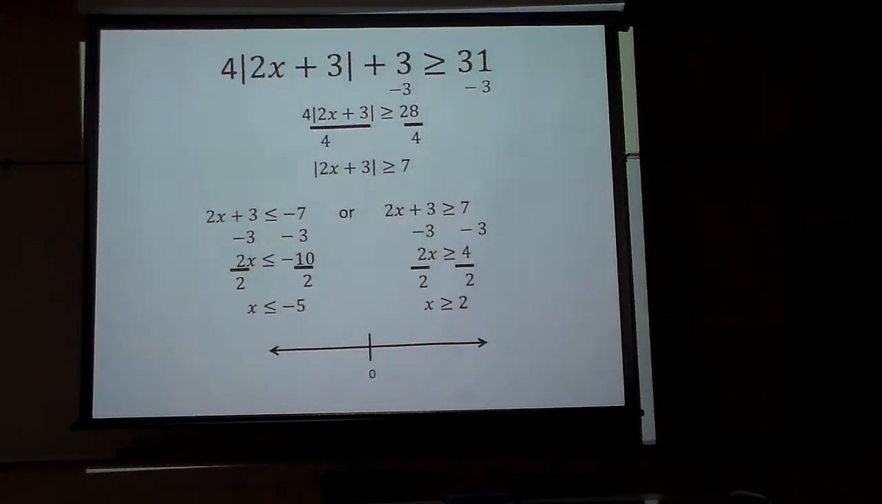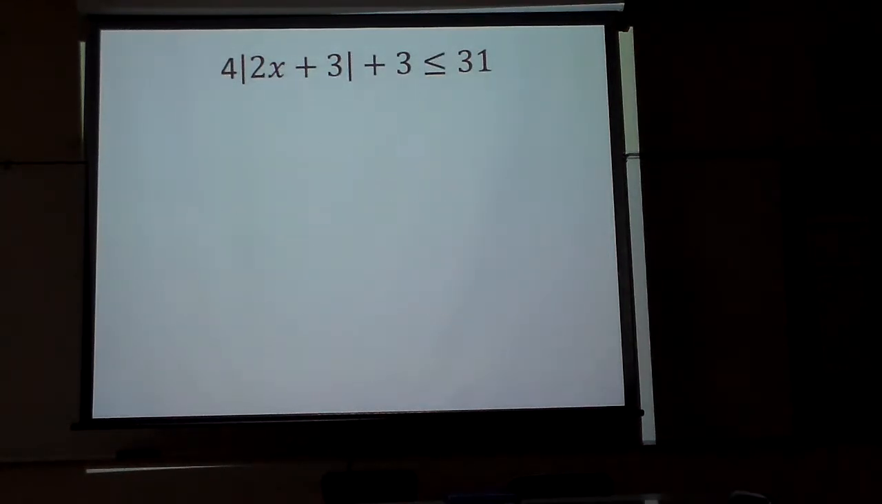So I'm going to have my number line. I have negative 5 and a 2. Notice this time they're going to be solid dots because they have the bars. And I'm looking for values of x less than negative 5 and greater than 2. Wow, so that's the OR.